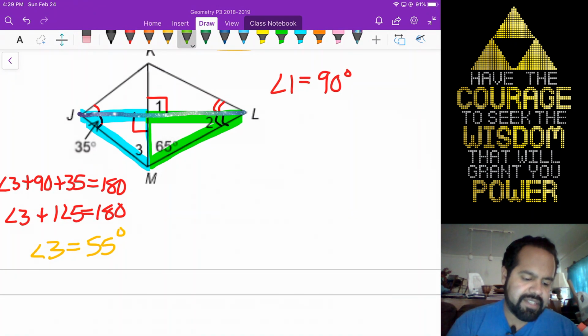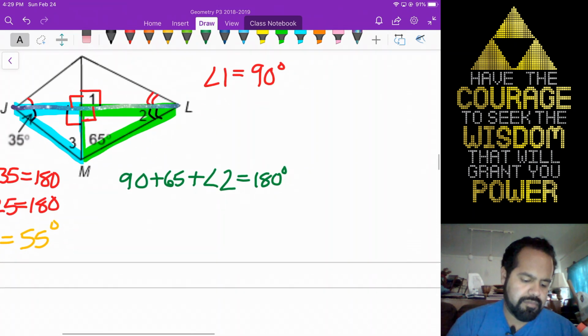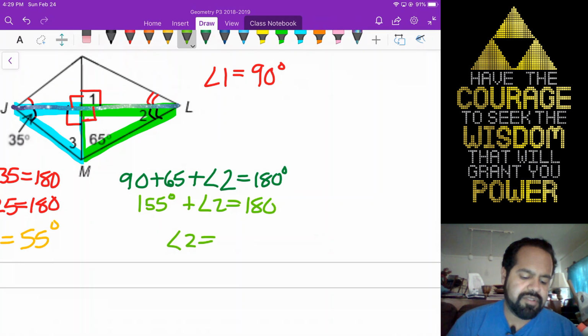Angle 2, we're going to do the same thing. Even though I didn't mark it on the figure where those diagonals are, that is still a right angle. Still got one here, still got one here. So again, 90 plus 65 plus angle 2. So then angle 2 is simply going to give us 25 degrees.